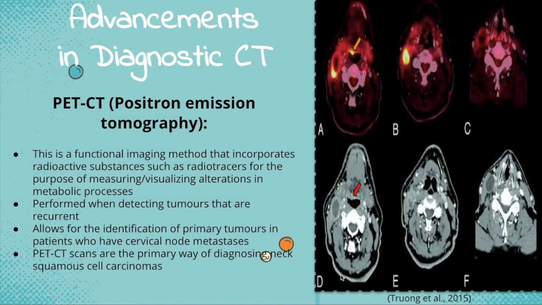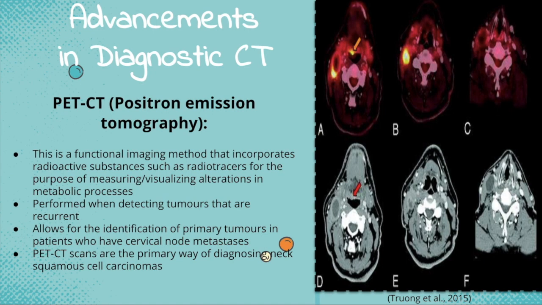An advancement in diagnostic CT is PET-CT, also known as positron emission tomography. This is a functional imaging method that incorporates radioactive substances such as radiotracers for the purpose of measuring and visualizing alterations in metabolic processes. PET-CTs are performed when detecting tumors that are recurrent. It allows for the identification of primary tumors in patients who have cervical node metastases. PET-CT scans are the primary way of diagnosing neck squamous cell carcinomas.